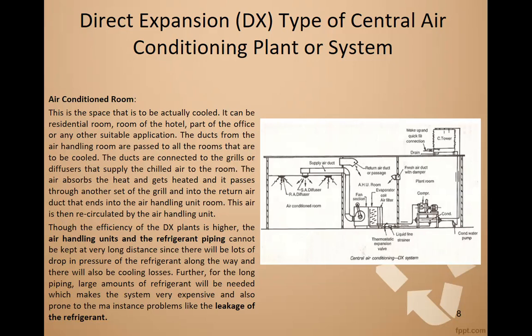Though the efficiency of the DX plant is higher, the air handling units and refrigerant piping cannot be kept at very long distance since there will be lots of drop in pressure of refrigerant along the way and there will also be cooling losses. Further, for the long piping, large amount of refrigerant will be needed, which makes the system very expensive and also prone to instance problems like the leakage of the refrigerant. This is poisonous.